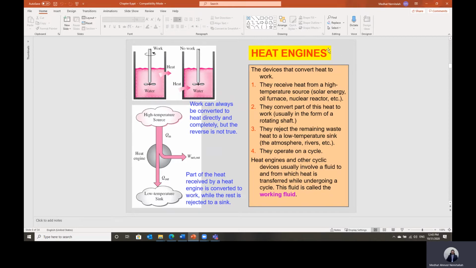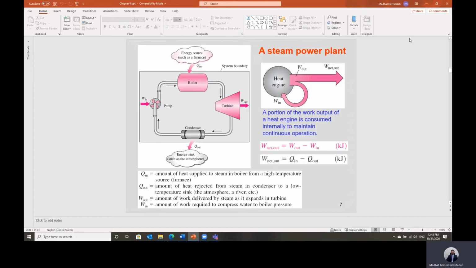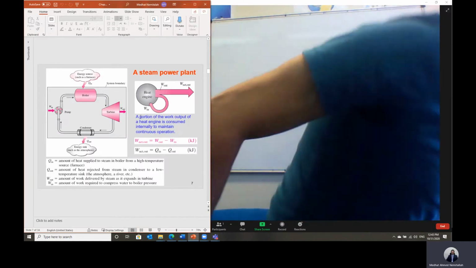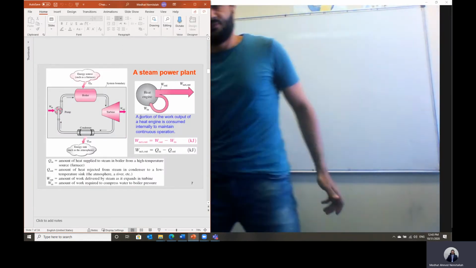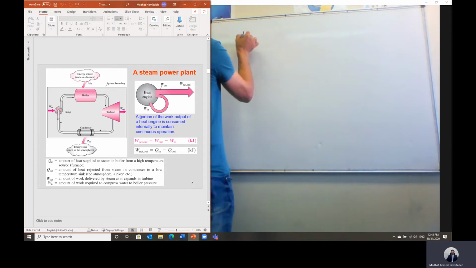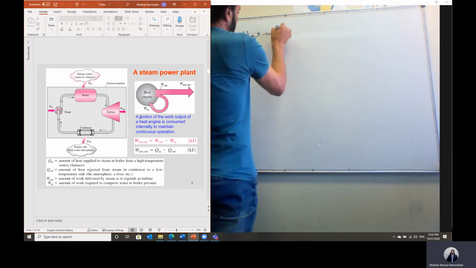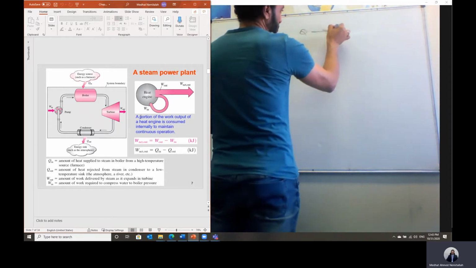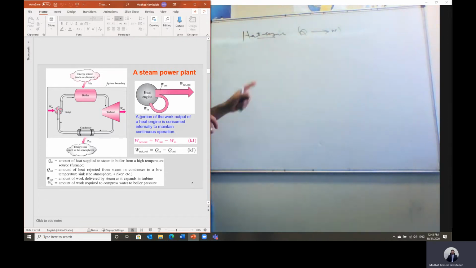Okay, so any heat engine should have a working fluid, and it should also work on a cycle to convert the input heat into output power. Here is an example of a heat engine, which is the thermal power plant, or a steam power plant. The whole steam power plant is considered a heat engine. So a heat engine is a device in which we convert heat into work, and this system works on a cycle.